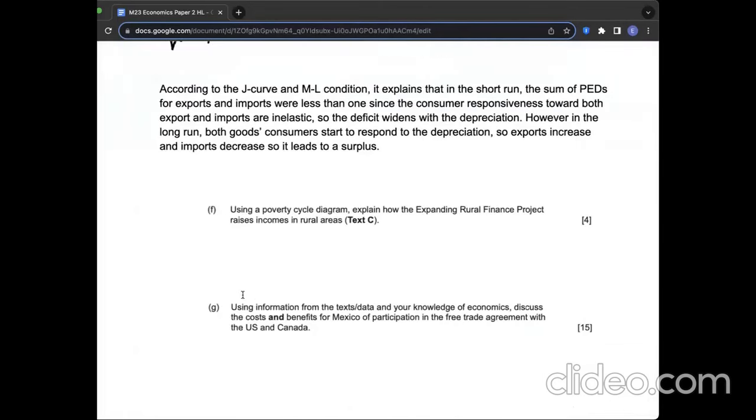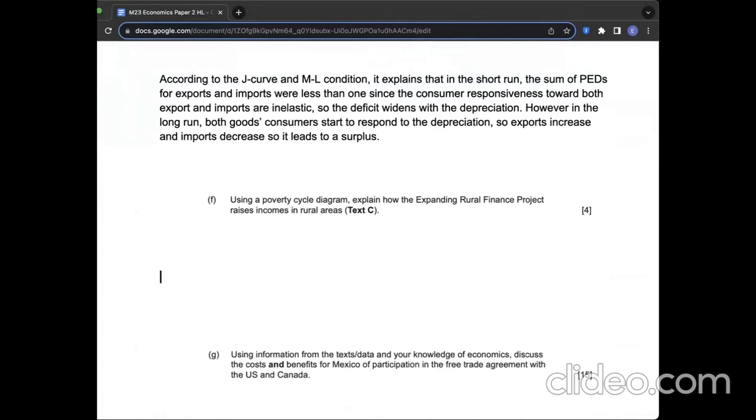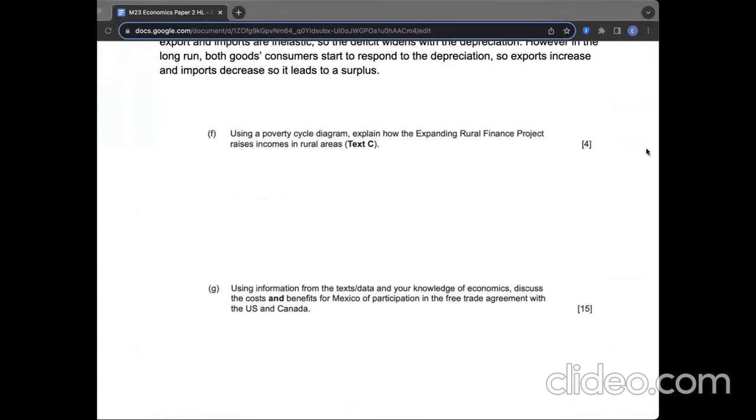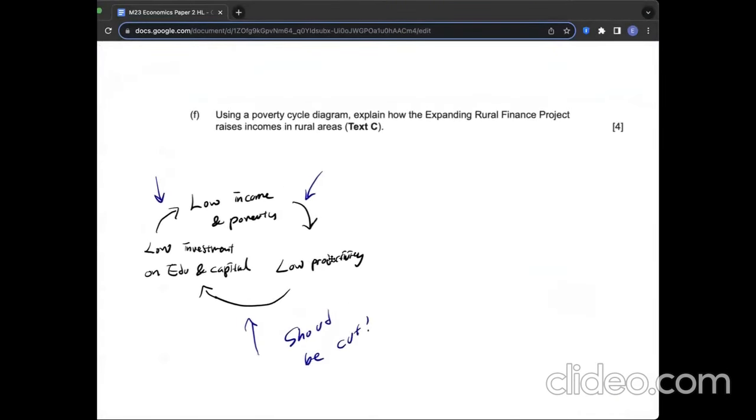Next question. Using a poverty cycle diagram, explain how the expanding rural finance project raises incomes in rural areas. Okay, let me introduce the poverty cycle first. The poverty cycle refers to the vicious cycle where people in low-income countries and in poverty will inevitably experience low productivity, which again leads to low investment in education or capital, something more productive. That's not going to be done. Therefore, poverty and low income will persist, and it keeps working in this vicious cycle.